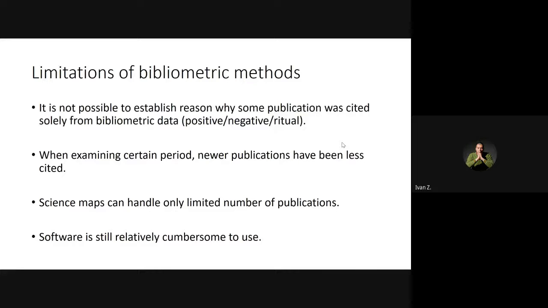Also you have to be aware of bias. When you're examining citation data, newer publications had less time to be cited, so there's some kind of bias, and you have to take that into account. There are also limitations with the visualization. A science map can only handle a limited number of publications, maybe up to 500 or 1,000, but more becomes much more difficult to visualize. And software, apart from VOSviewer, which is really user-friendly, is still relatively cumbersome to use.